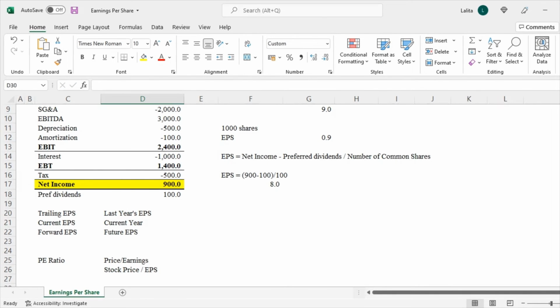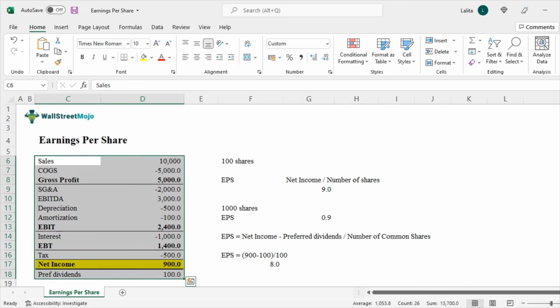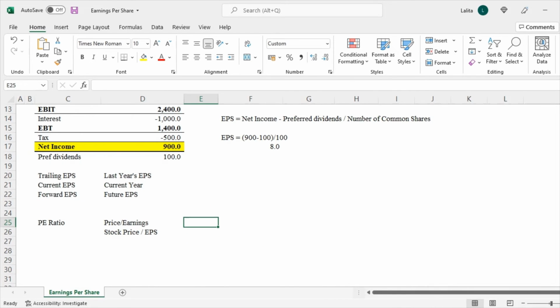So let's assume that this company which we had is trading at, let's say, $100. Okay. So the price per share is $100 and earnings is $8. So what will be the PE ratio? 100 divided by 8, right? So that comes out to be 12.5. Okay, so is it good enough or not?